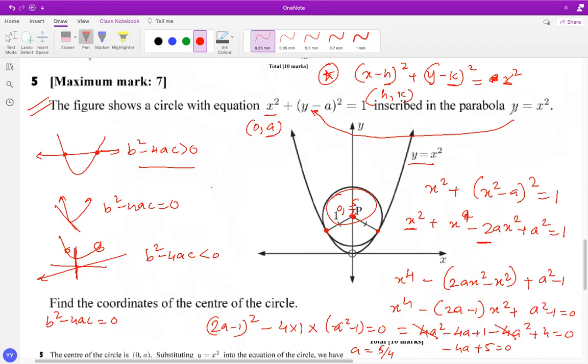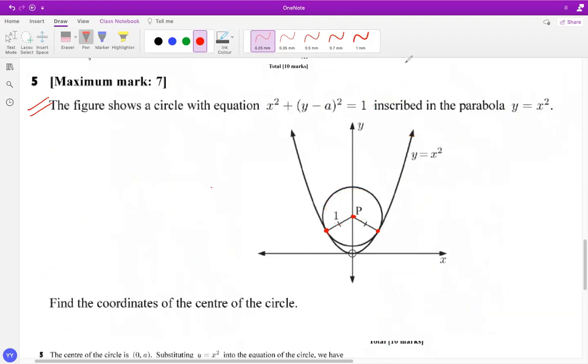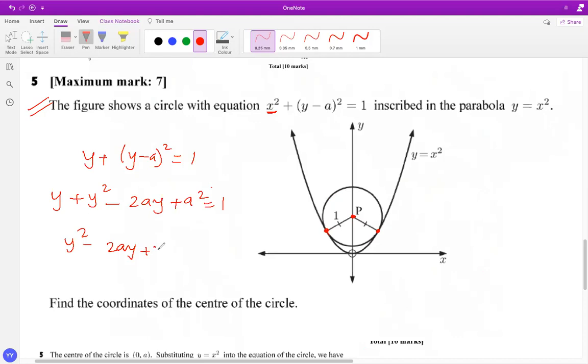However, you could have done the same problem differently. Instead of taking y as x squared, in place of x squared you could have put the y value, and you would have got the same answer. Let's see how. Instead of x squared, if I put y, we get y plus (y minus a) the whole squared equals 1. So y plus y squared minus 2ay plus a squared equals 1. So we get y squared minus (2a minus 1) y plus a squared minus 1 equals 0.